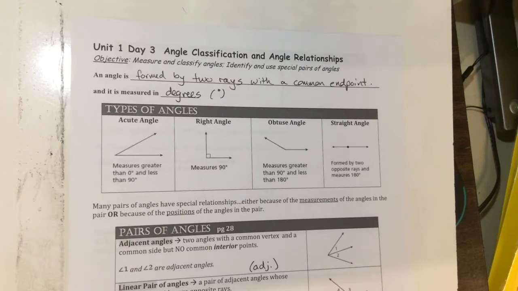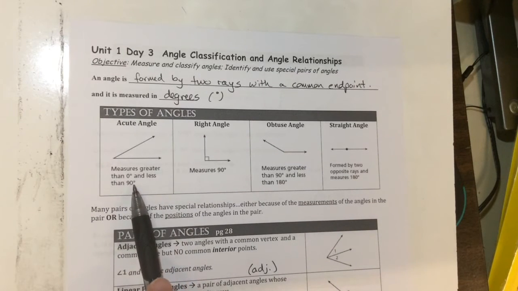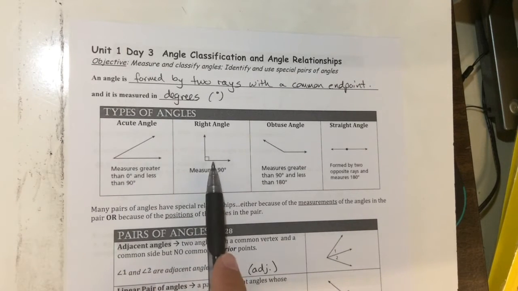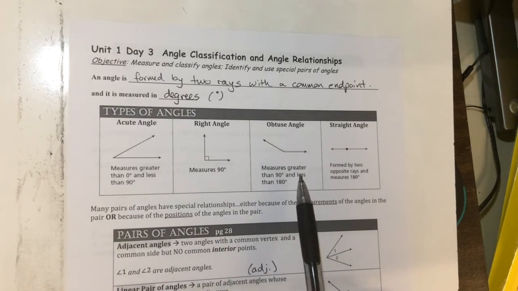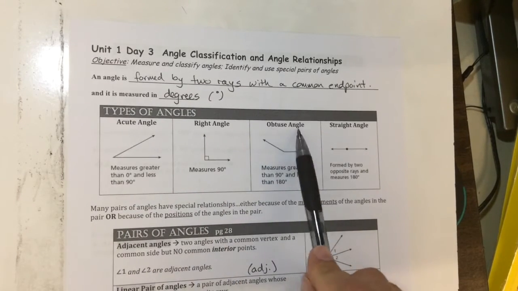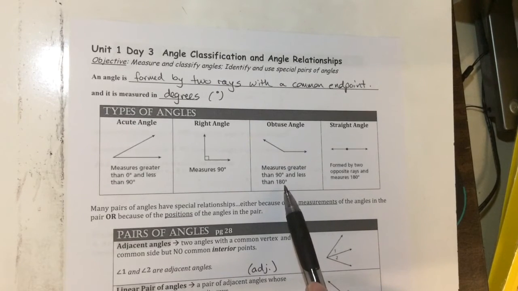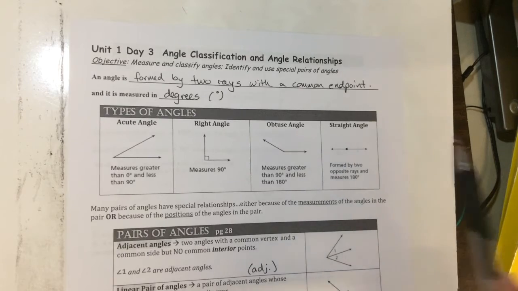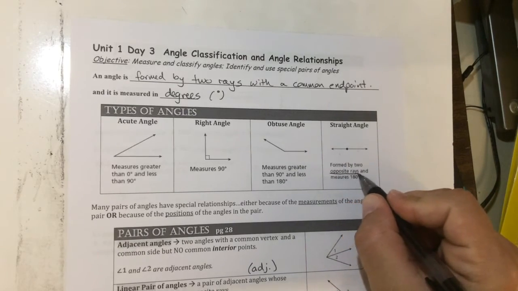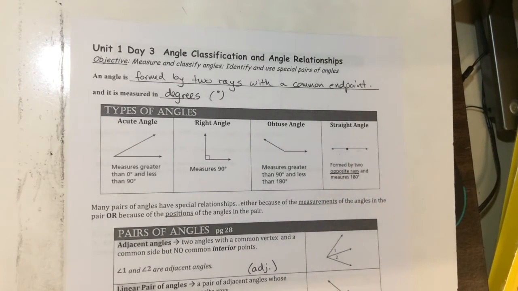All right, and so we've got some other various classifications of angles that we can talk about. Any angle that has a measure between 0 and 90 degrees is called an acute angle. If the measure is exactly 90 degrees, then it's a right angle. If it measures greater than 90 degrees, it's called an obtuse angle, but it has to be less than 180. And if it's exactly 180 degrees and looks like a straight line, or opposite rays, remember there's that term, then we call that a straight angle.